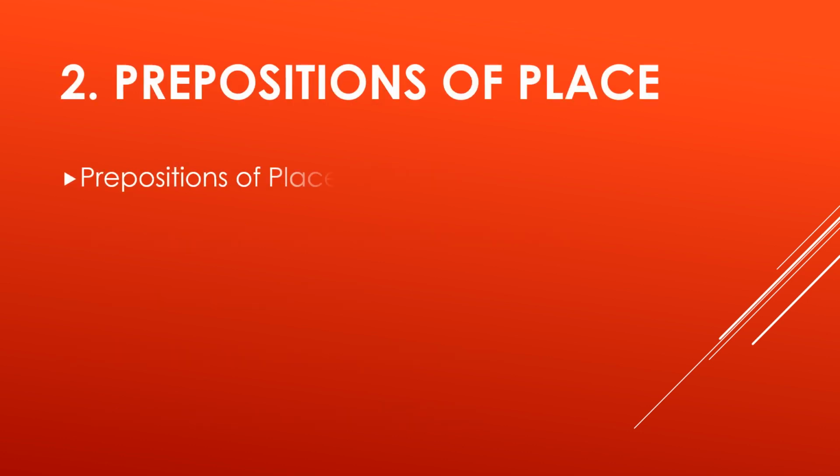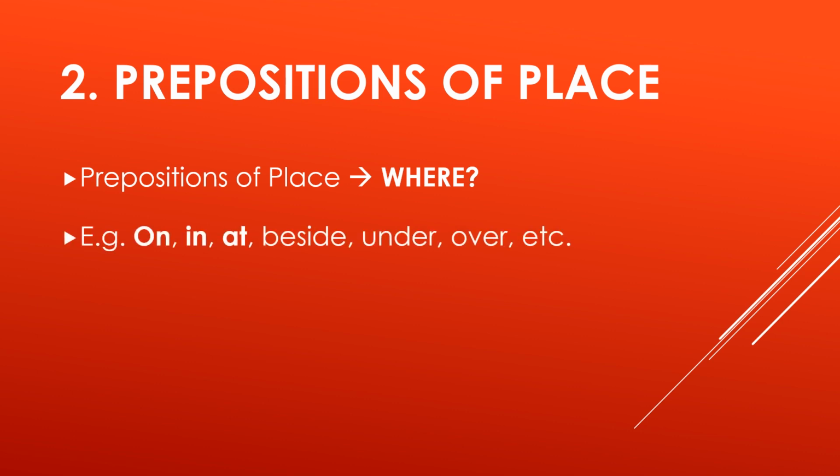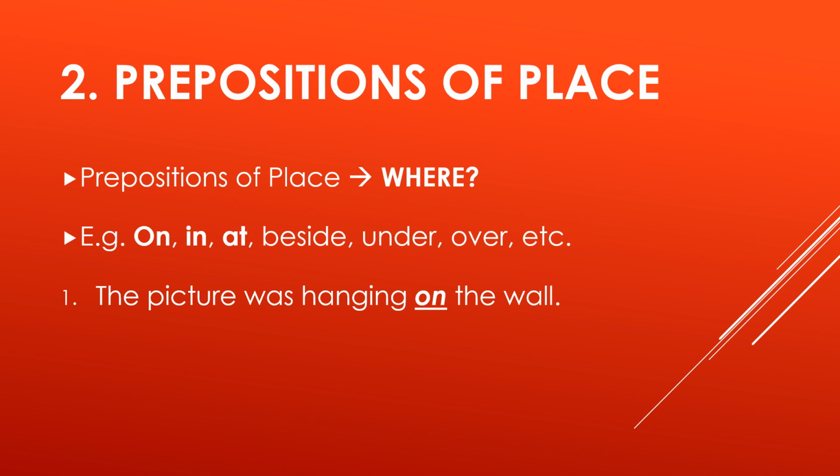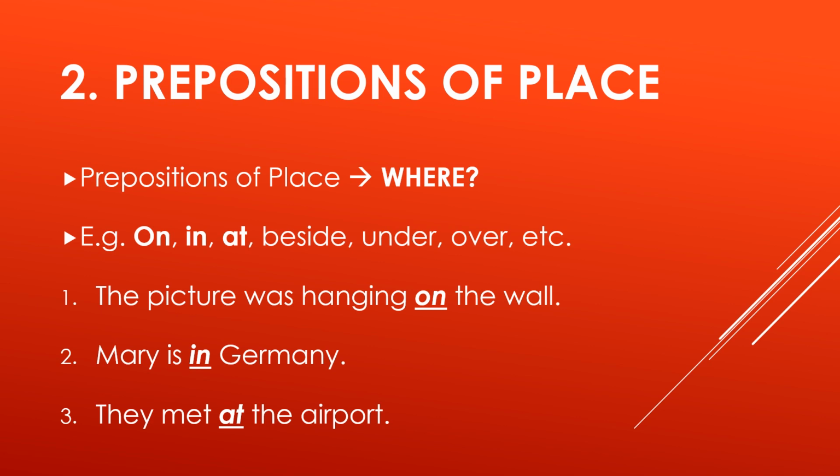Prepositions of place help us understand where something happened or is going to happen. The most common prepositions of place are the same as those of time: on, in, and at. Others include beside, under, over, etc. For example, the picture was hanging on the wall. Where was the picture hanging? On the wall. Mary is in Germany. Where is Mary? In Germany. They met at the airport. Where did they meet? At the airport.